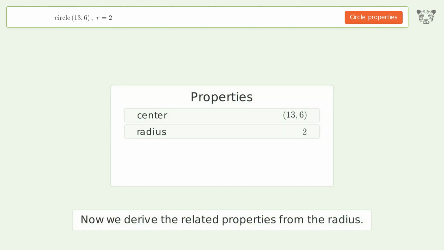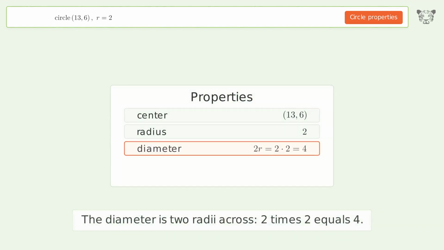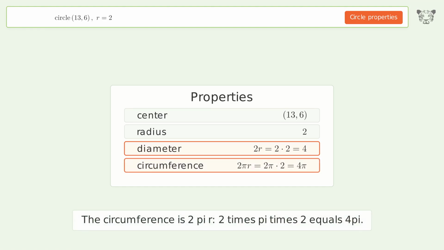Now we derive the related properties from the radius. The diameter is 2 radii across, 2 times 2 equals 4. The circumference is 2 pi r, 2 times 2 equals 4 pi.